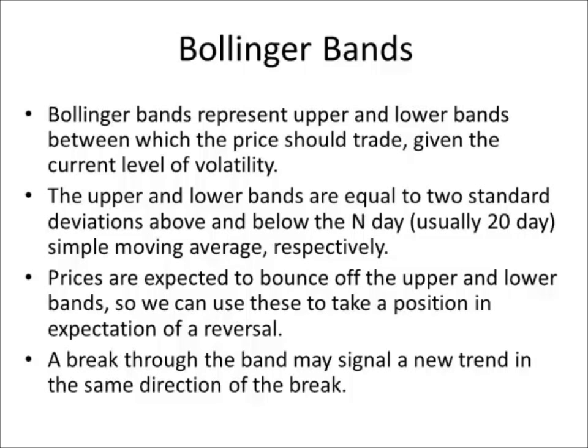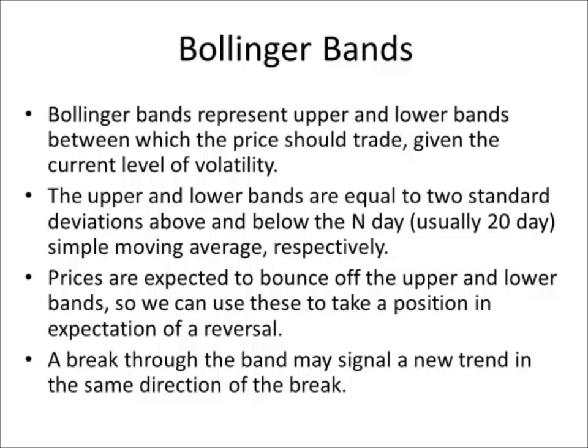Let's now break down how exactly we calculate the Bollinger Band. We have two bands here. The upper band and the lower band are equal to two standard deviations above and below the end date, usually a 20-day simple moving average, respectively. Let's break that down to understand exactly what it means and how we would calculate the Bollinger Band.